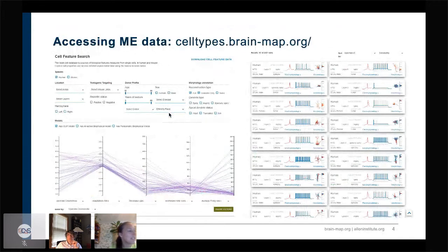So before I get into how we solve that problem, I'd like to point you to our website where all of these data are freely available. Here I'm just showing the cell feature search page on the Allen Institute website where the morphoelectric data can be sorted and viewed as well as downloaded as an NWB file and for the EFIS and SWC file for the morphology to be used in your own analysis.